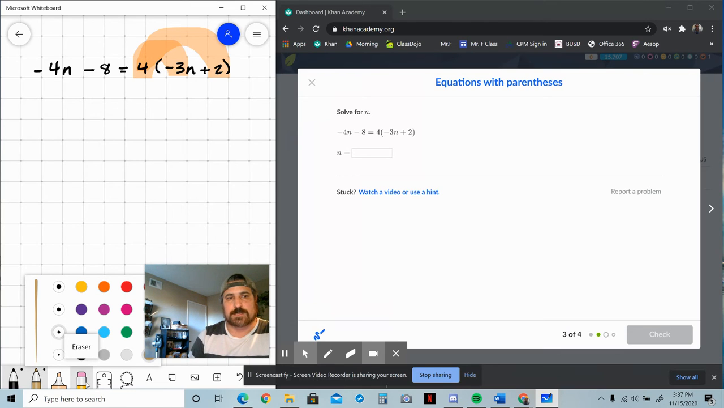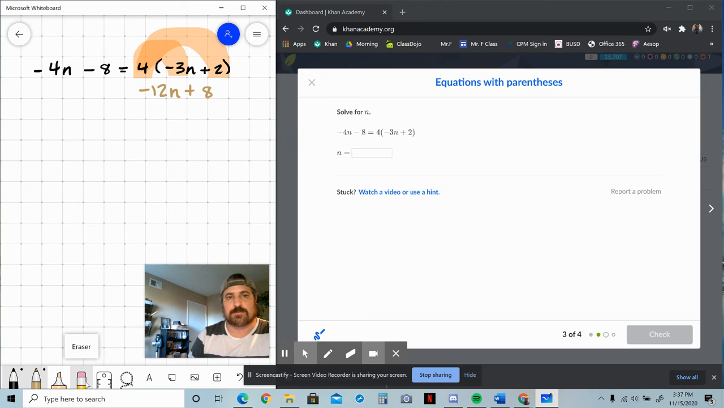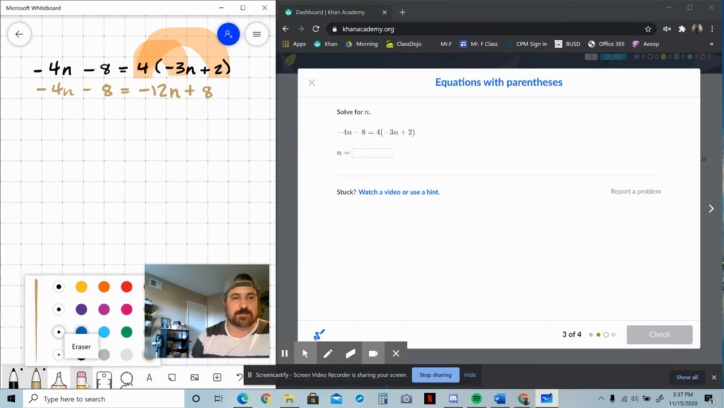4 times negative 3 is negative 12. This is negative 12n. And then 4 times positive 2 is going to be positive 8. Because it's 4 groups of 3 negative n's and 2 positive units. It ends up being 12 negative n's and 8 positive units. Now you have negative 4n minus 8 is equal to negative 12n plus 8. Your goal is to get all the variables to one side, all your numbers to the other.